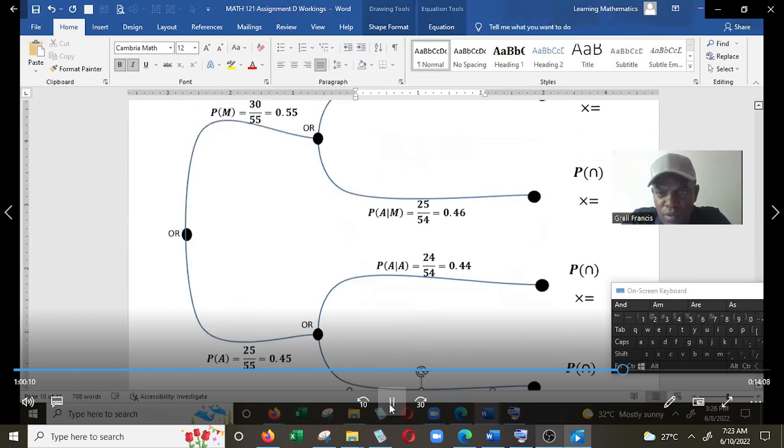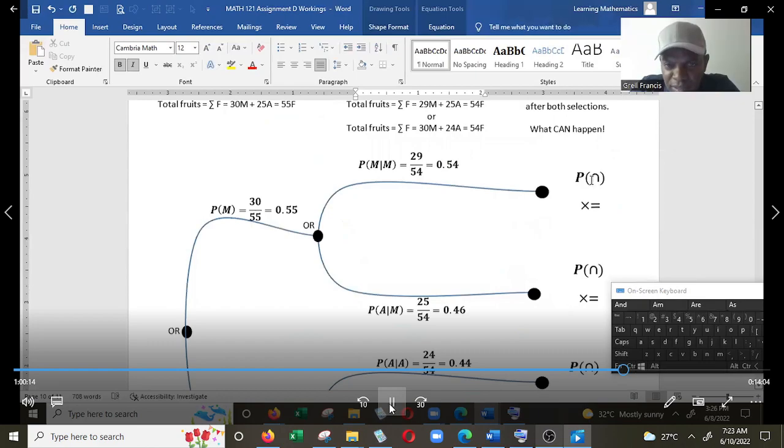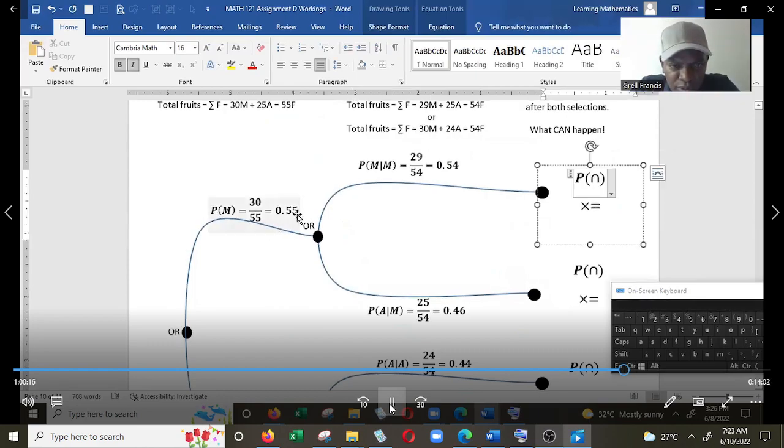The outcomes now, after the two selections, what possible outcome is this pathway communicating? A mango, then a mango. You see, mango, then mango. And what's the probability of that happening? How did you get that?